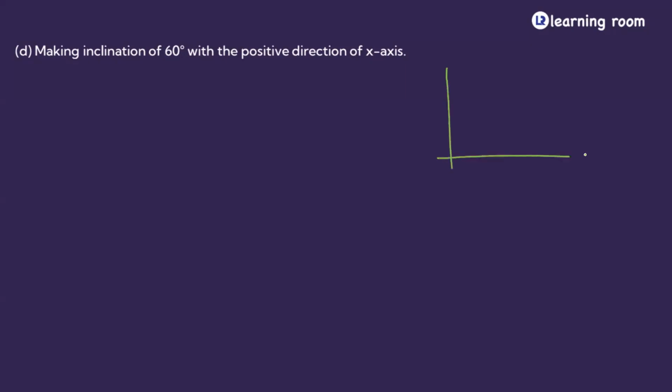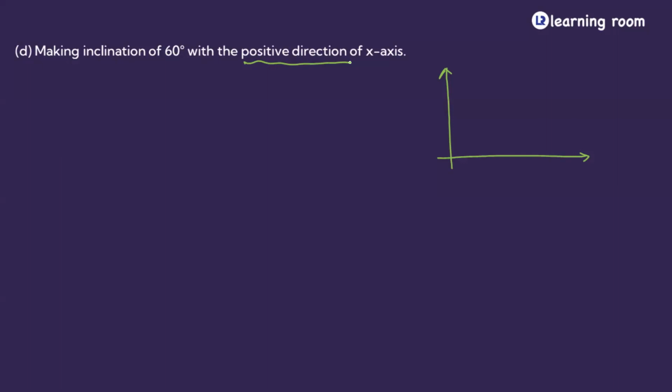So the fourth question is, there is a line making an inclination of 60 degrees with the positive direction of the x-axis. Don't get confused, okay? This is a point where many of them get confused. Positive direction of the x-axis does not mean the positive x-axis. It means the anti-clockwise direction, because in mathematics, anti-clockwise angles are considered positive. That is why read the question carefully.